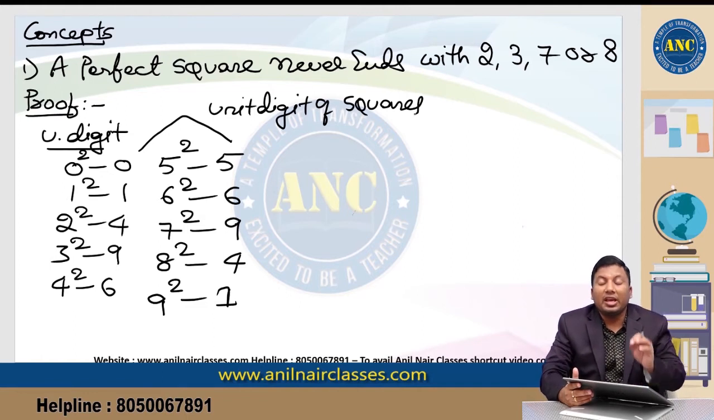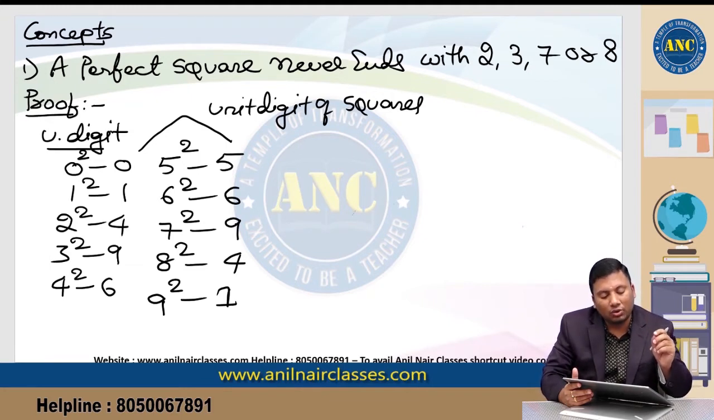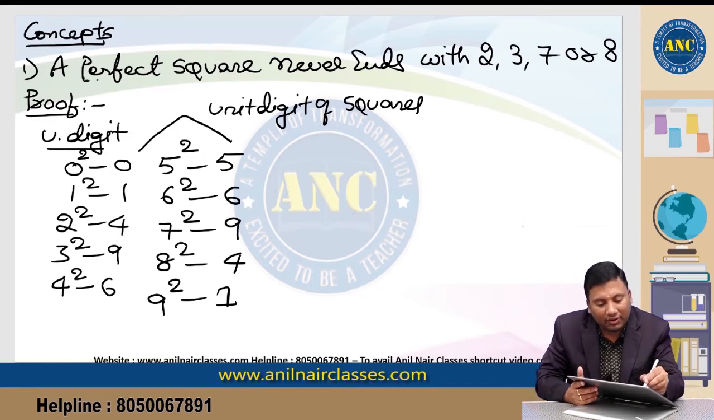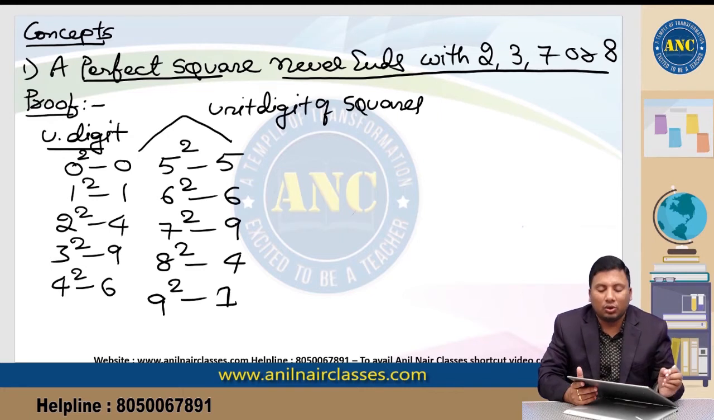Again I am explaining, if a number is a perfect square, it will never end with 2, 3, 7 or 8. A unit digit can be from 0 to 9. If I square it, 0 square 0, 1 square 1, 2 square 4, 3 square 9, 4 square 16, 5 square 25, 6 square 36, 7 square 49, 8 square 64, 9 square 81. If a number is a perfect square, it will never end with 2, 3, 7 or 8.